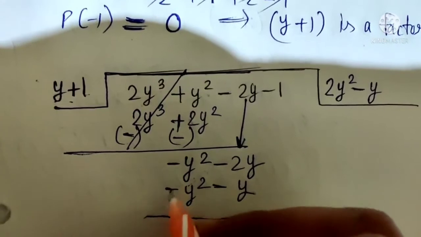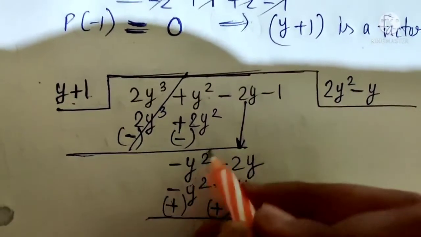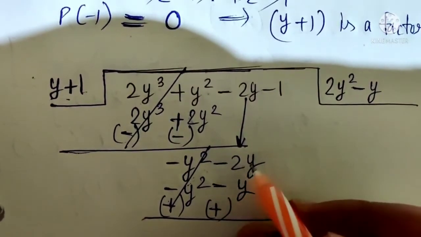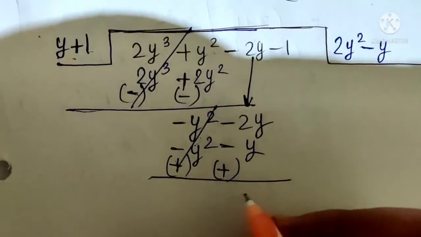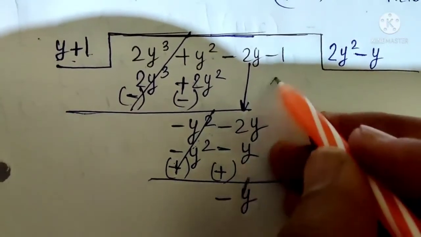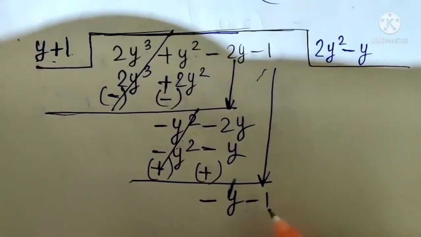My sign will change. It was minus, so it becomes plus. It was minus, so it also becomes plus. It cuts, left minus 2y plus y. Minus plus minus, so 2y subtract y. So how much is left? Y only is left, but the sign is minus because it is bigger than this y. Now what is left downside? It becomes minus y. So minus y minus 1.